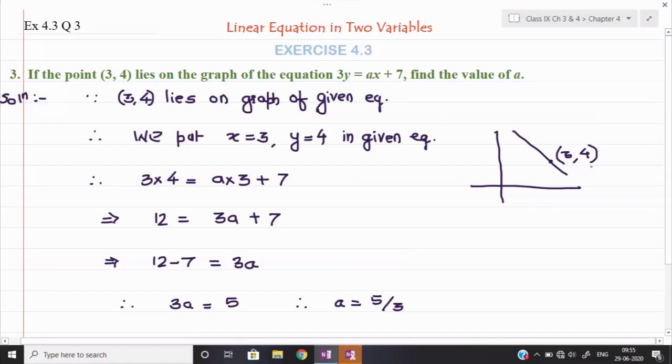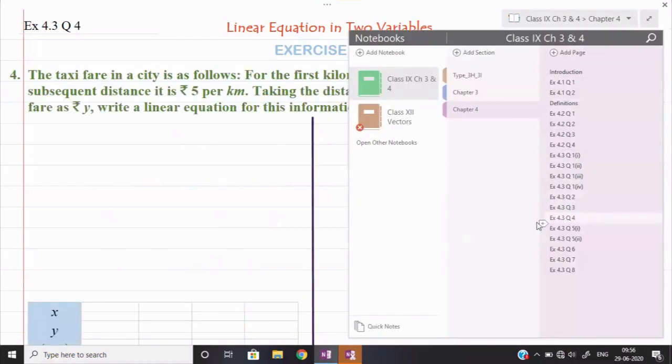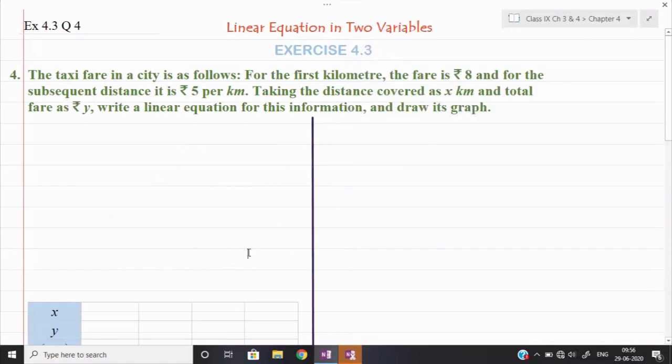Since (3, 4) lies on the graph, (3, 4) will satisfy it, means x equal to 3 and y equal to 4 I can put in the given equation. Then LHS and RHS will be equal. So when I put this value, I can get the unknown value a, that is 5 by 3. Now let us see the next question, question number 4. First of all, read the question. It is one of the applications. In this application we have to generate the linear equation and then accordingly draw its graph.